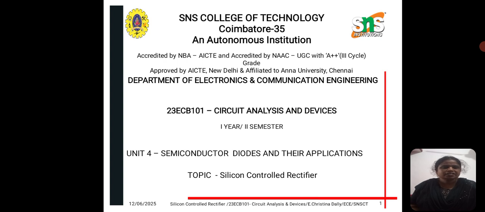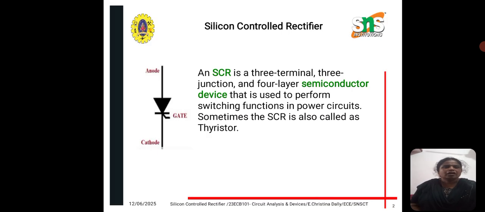In this lecture series, we are going to see about the silicon controlled rectifier, that is SCR. So what do you mean by a rectifier? Already we know that a rectifier is nothing but a device that converts alternating current into direct current. Apart from that, we are going to see the silicon controlled rectifier.